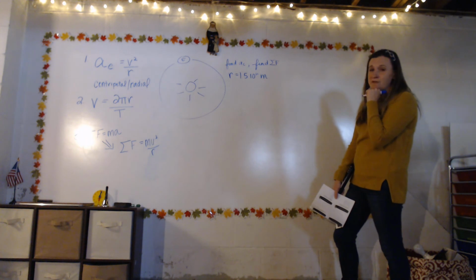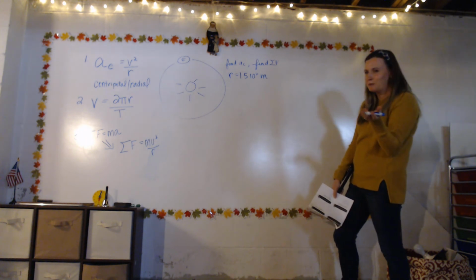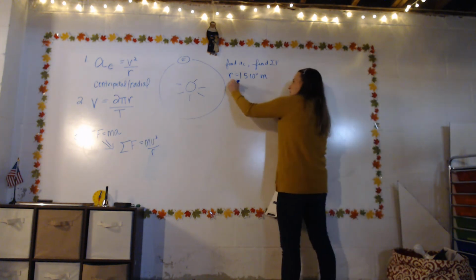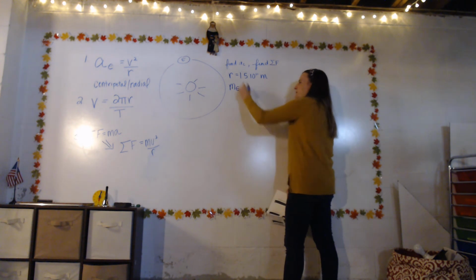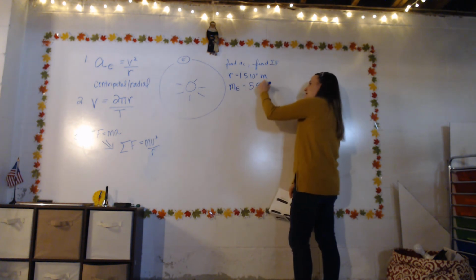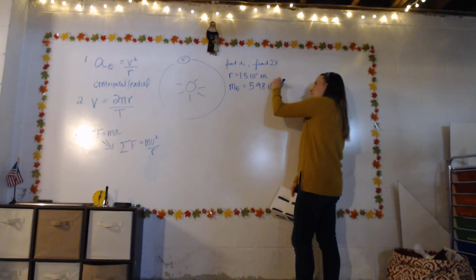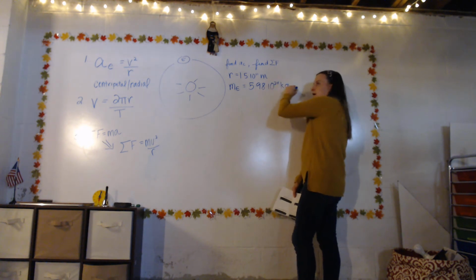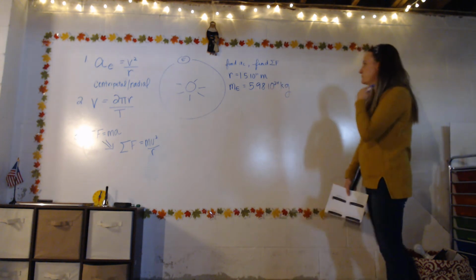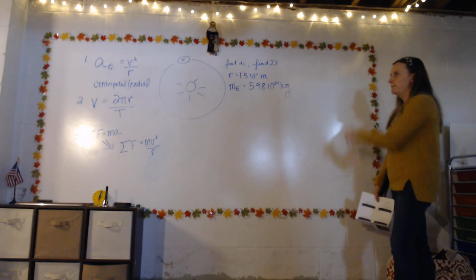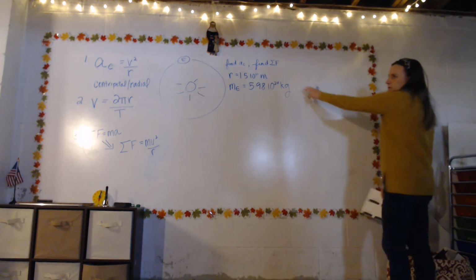The mass of the Earth is something I'm assuming you probably don't have memorized, because why would you? But the mass of the Earth is 5.98 times 10 to the 24 kilograms approximately. We'll talk in the next chapter about how they came up with that. But you need those two numbers, so pretend that was given as well.